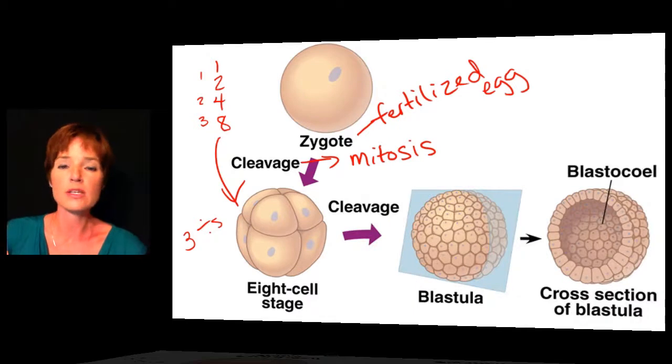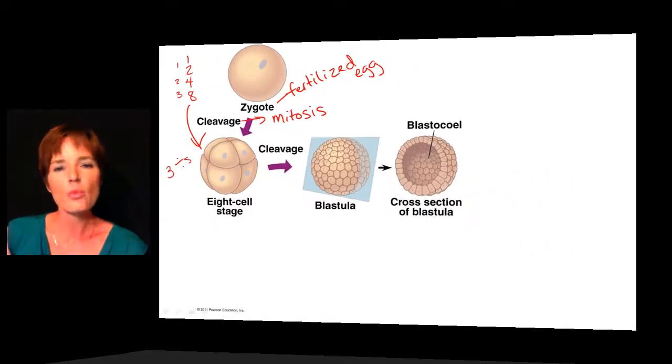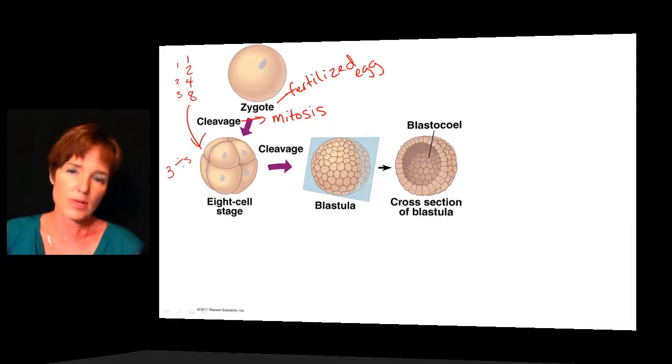With more rounds of mitosis or cleavage, we get this structure which is called the blastula. This blastula is characteristic for being hollow. So it is a hollow ball, and you can see that when it's cut in cross section, like you see on this slide. And the inside of that is what we typically call the blastocoel.